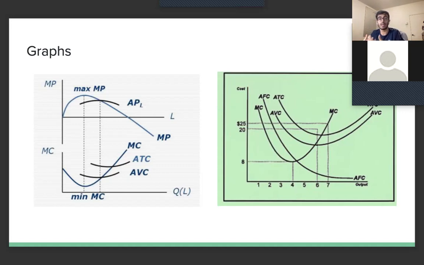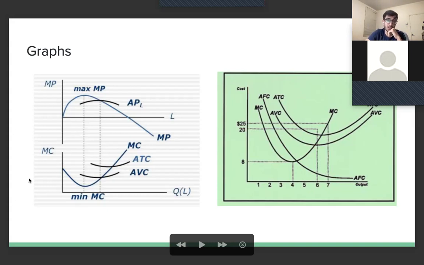And that keeps on happening as long as the addition by each extra unit is more than the average. So as long as the marginal product curve is over the average product curve, the average product keeps on increasing. And that's why the marginal product intersects the average product at the maximum.